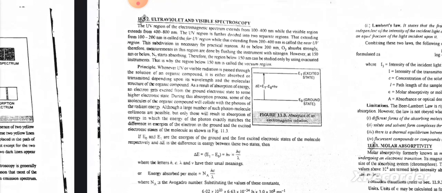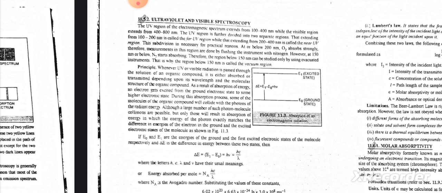At or below 200 nanometer, oxygen starts to absorb strongly, therefore measurements in the region are done by flushing the instrument with nitrogen. However, at 150 nanometer or below, nitrogen also starts absorbing, therefore the region below 150 nanometer can be studied only by using evacuated instruments. That is why the region below 150 nanometer is called the vacuum region. Principle: when UV or visible radiation is passed through the solution of an organic compound, it is either absorbed or transmitted depending upon its wavelength and the molecular structure of the organic compound.